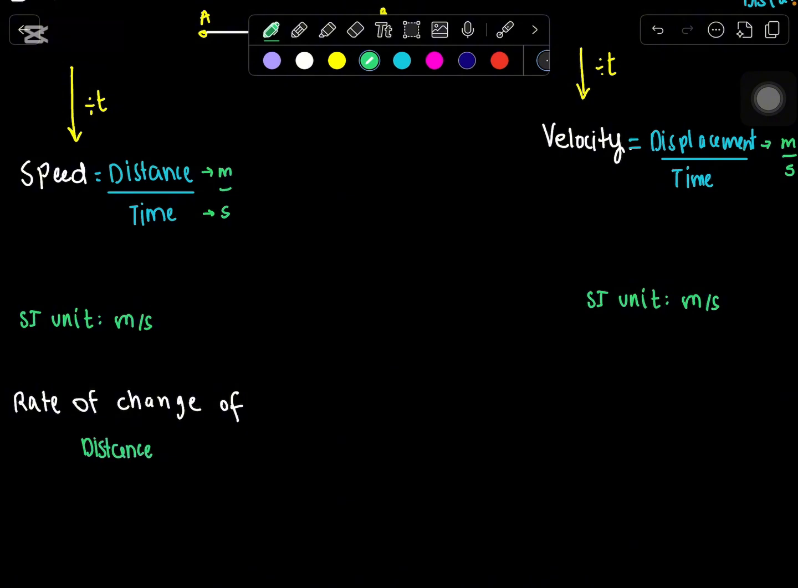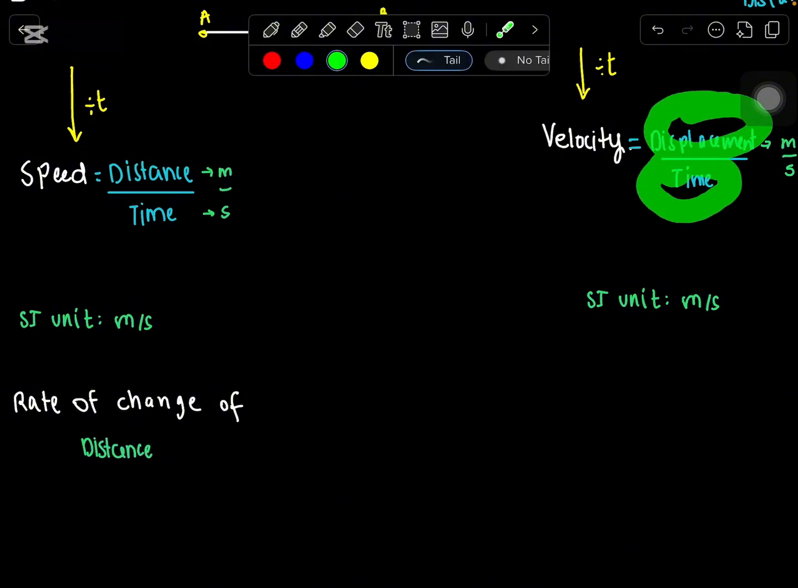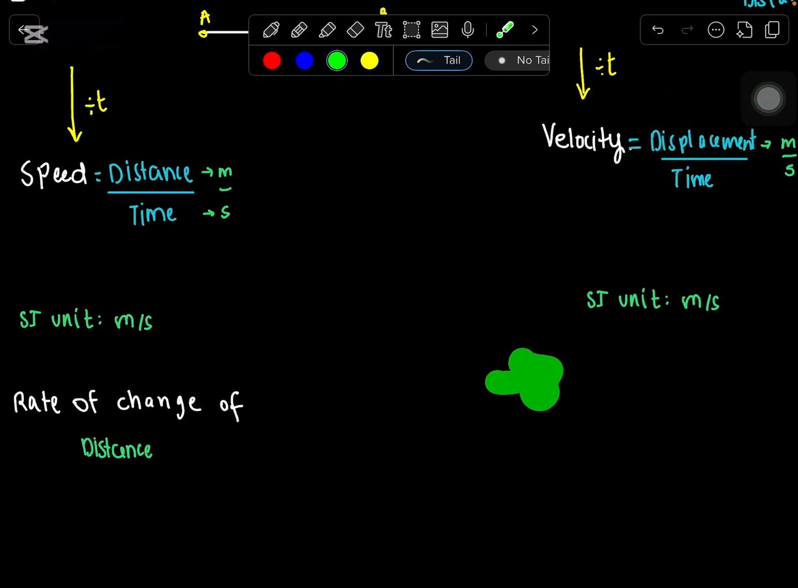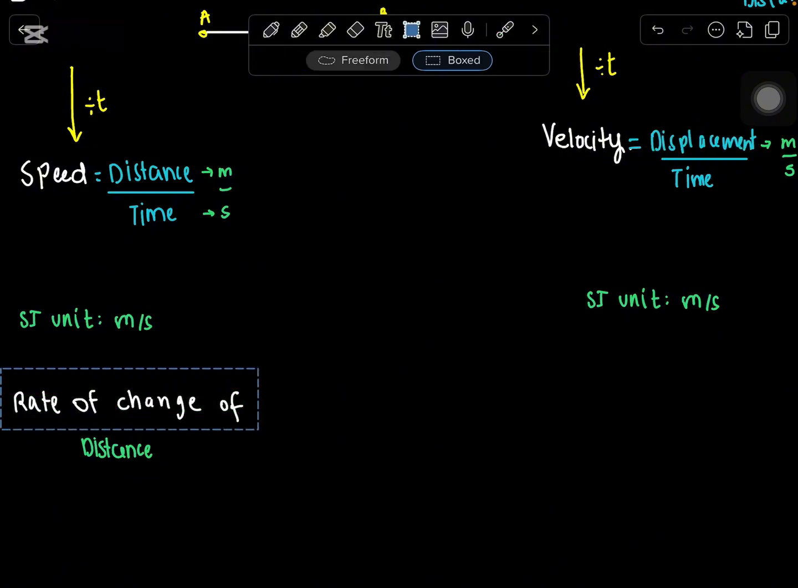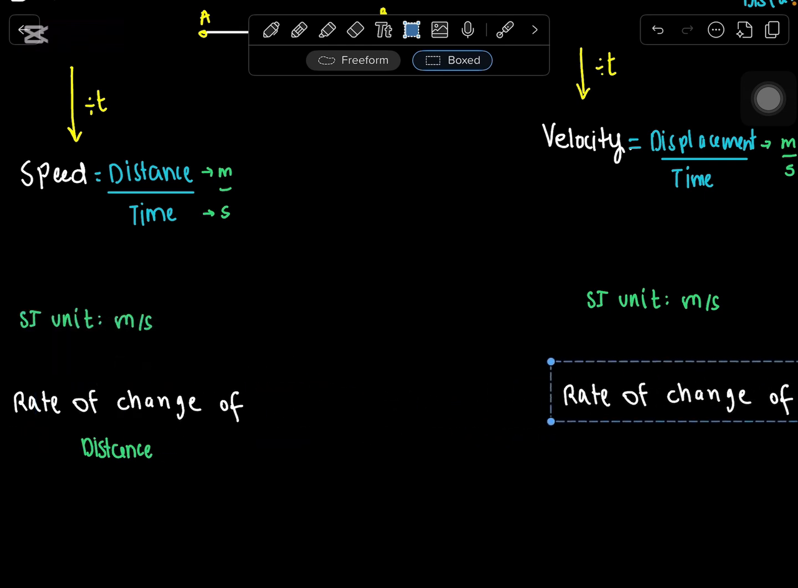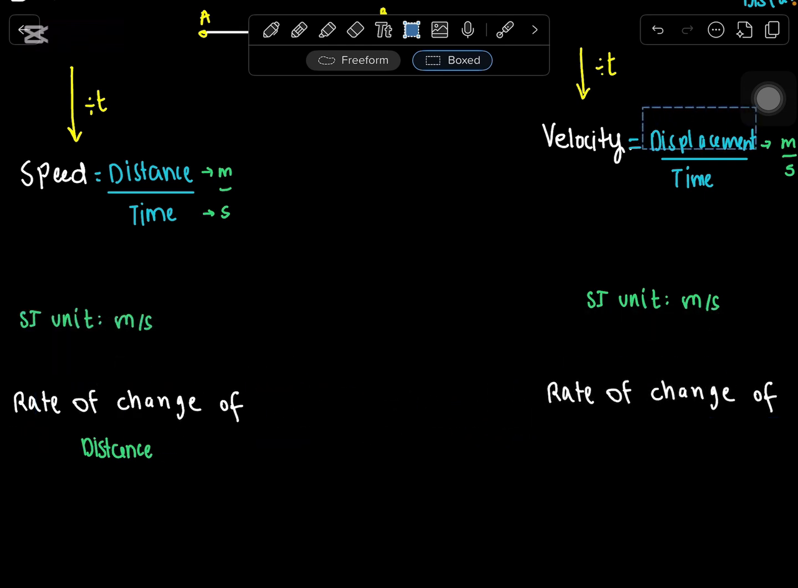On the other side, displacement is being divided by time. So give it a try. What do you think it will be in words? Rate of change of displacement, okay? So let's copy that. Rate of change of displacement. All right, so that was it for speed and velocity. Let's do a little question now.